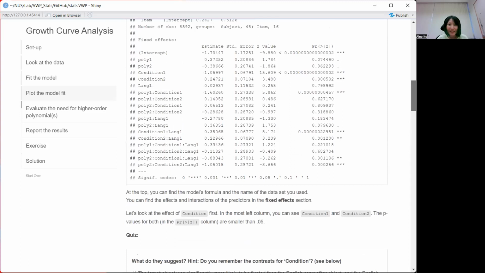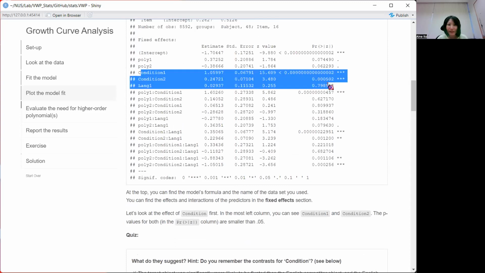Okay, well, we can see here again, because these two are significant, that both the target condition was significantly different from the unrelated, and the English competitor was significantly different from the unrelated condition as well. But we're not comparing whether the difference was larger in one or the other.